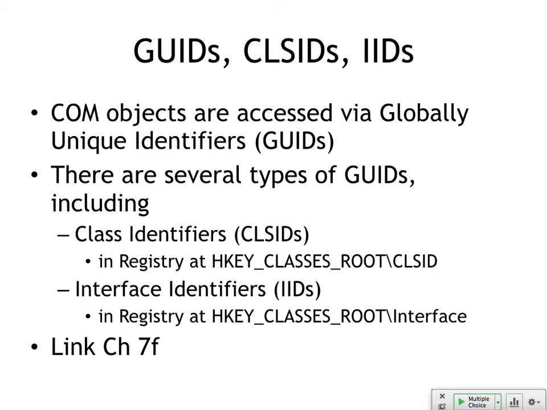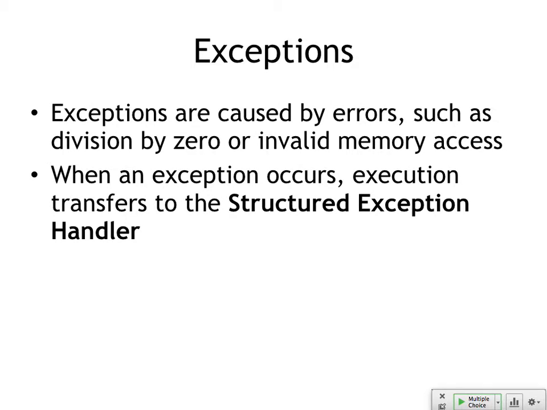These things are accessed by globally unique identifiers, which are 128-bit odd numbers, and there are many different kinds of these things: class IDs, interface identifiers, and so on. These long things look sort of like IPv6 addresses, and Microsoft uses them to refer to these objects.